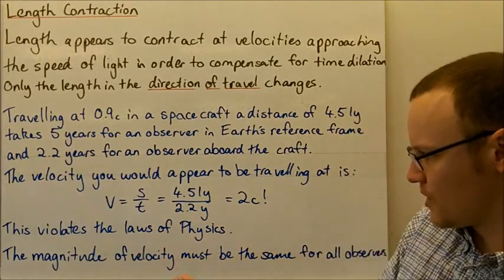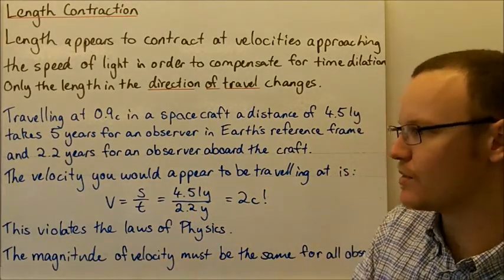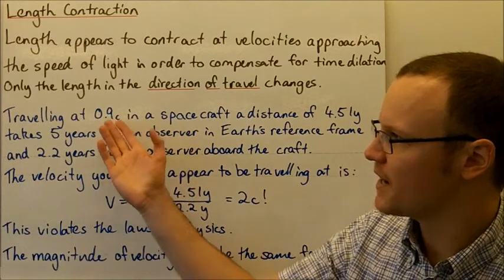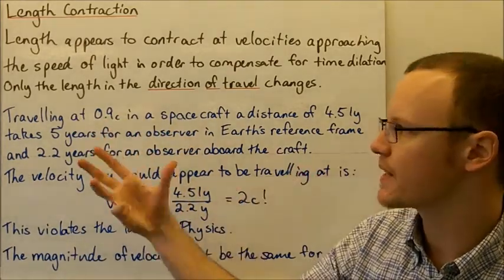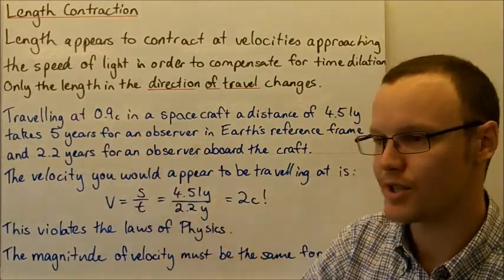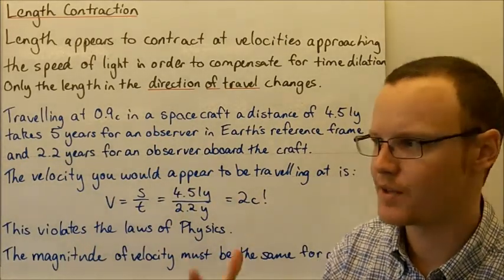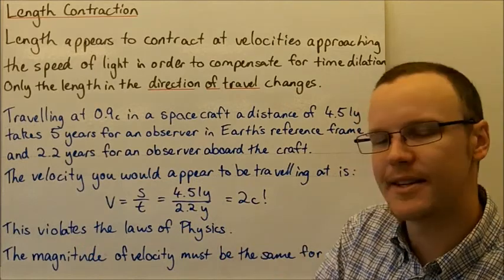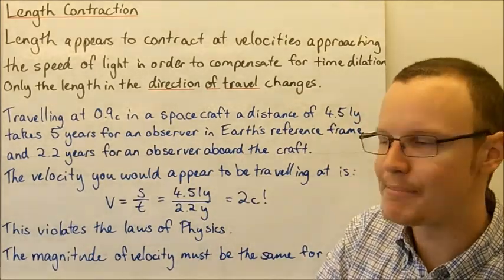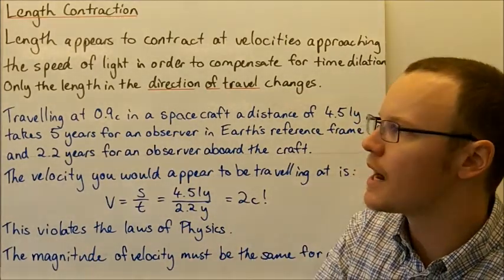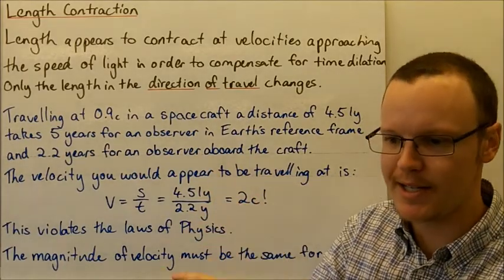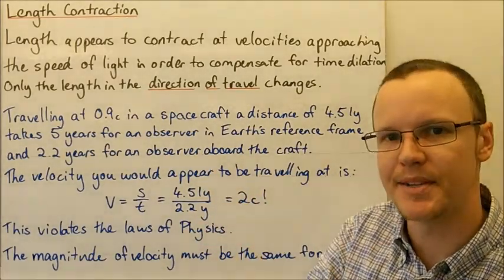The magnitude of velocity must be the same for all observers as well. We can't have one observer seeing something travelling at 0.9 c and the velocity aboard the craft appear to be greater than that, much greater or different to that. The velocity of all parties in inertial reference frames needs to be the same.